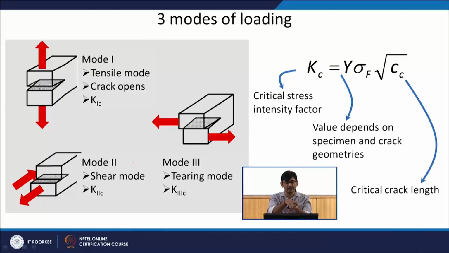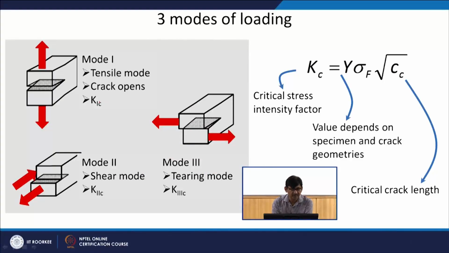Basically I am shearing the material where the crack is there. So when mode 1 is there, the critical stress intensity factor will be called K1C, because we are doing it in mode 1. Which mode we are doing, that also we can include in the definition here.